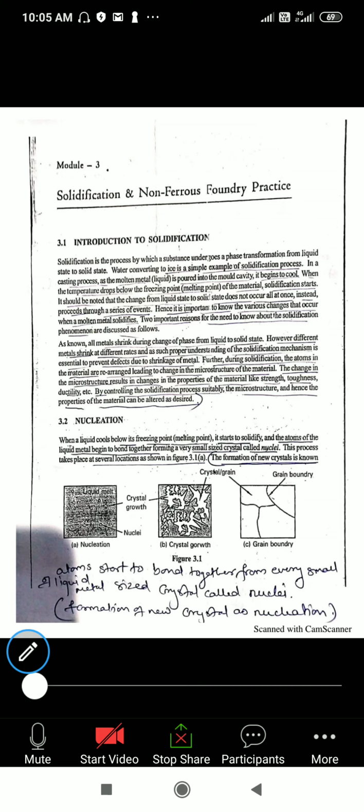Now let us see the titles which are contained in this module. The introduction to solidification that you are going to study, I will tell you the introduction. Nucleation is nothing but the initial stage of the solidification where the molecules start to convert into crystals. Now next, the types of nucleation you are going to study. In that, the homogeneous and heterogeneous nucleations you are going to study.